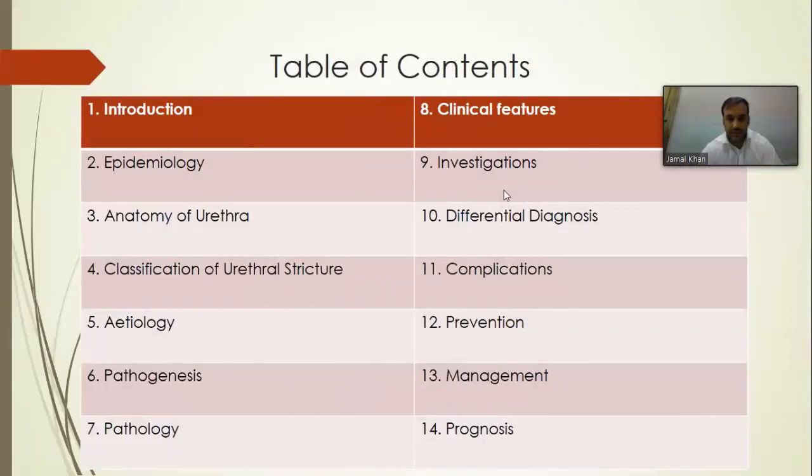Table of contents: introduction, epidemiology, anatomy of the urethra, classification of urethral stricture, etiology, pathogenesis, pathology, clinical features, investigation, differential diagnosis, complications, prevention, management, and prognosis.